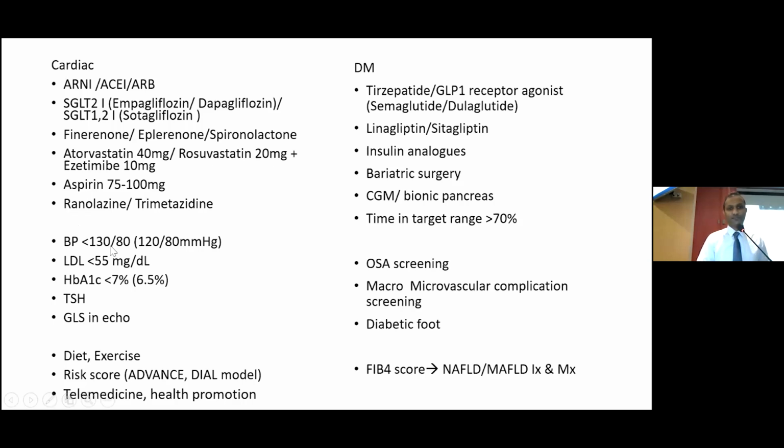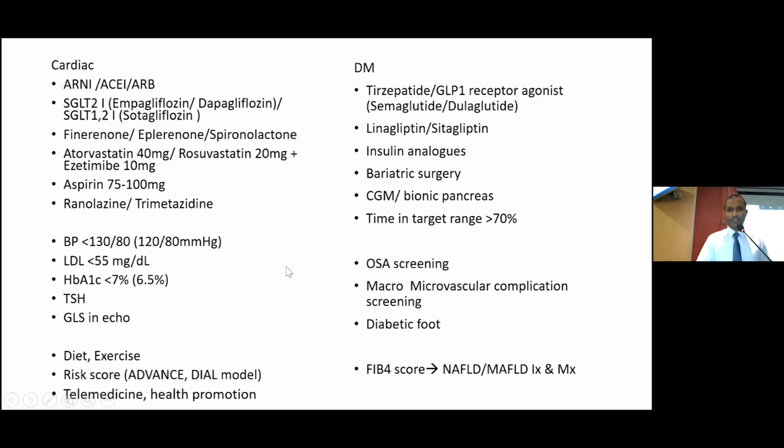LDL target should be 55 because this patient has features of target organ damage, and HbA1c of 6.5 or less. You have to do TSH, and ideally you should do a GLS, because subclinical heart failure and LV dysfunction can only be diagnosed with GLS. So diet and exercise, this score we can put in the diabetes advanced and dial models, telemedicine, health promotion assets.